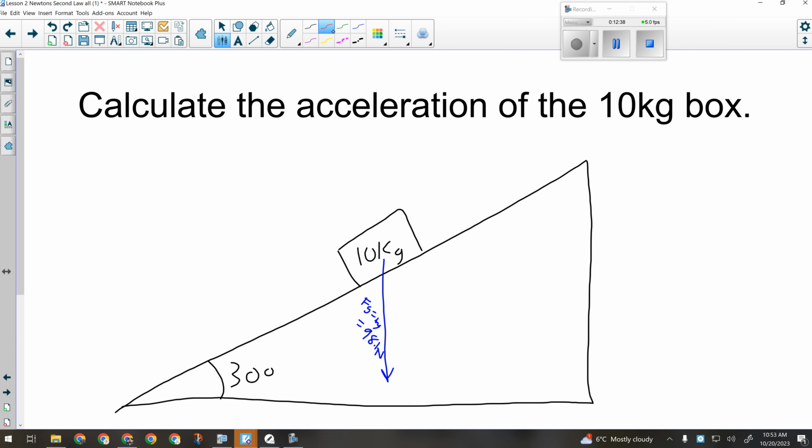What's another force acting on that box? The ramp. The normal force, the reactive force. So we call it Fn for normal force. The normal force of the ramp. Which way is that pushing? Yeah, perpendicular to the ramp. So it goes perpendicular to the ramp like this.